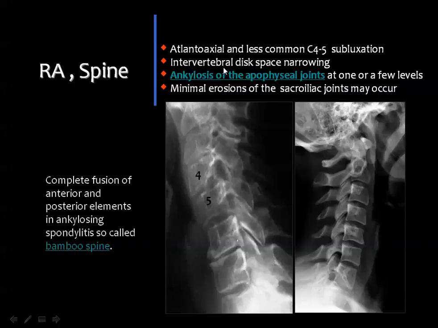Then intervertebral disc space narrowing may occur due to erosive changes, ankylosis of the apophyseal joints, and these are the normal apophyseal joints, and here you may see some ankylosis of the apophyseal joints. Also, there may be some affection of the sacroiliac joints.